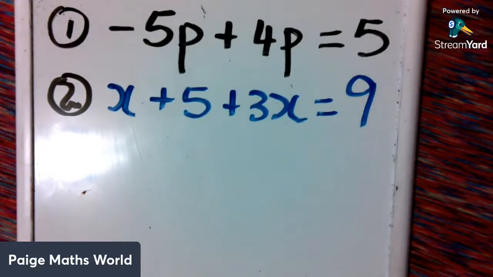Hopefully you guys got the homework. Let me repeat. Negative 5p plus 4p is equal to 5. Number 2 is x plus 5 plus 3x is equal to 9. And you're solving for the unknown, for the variable.